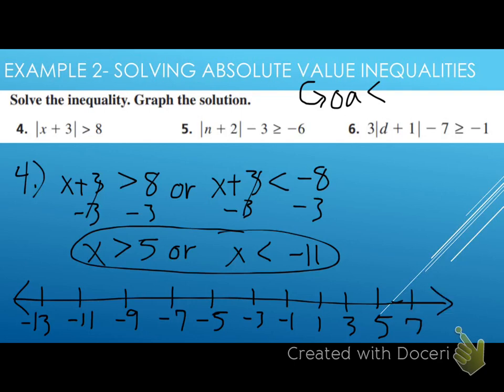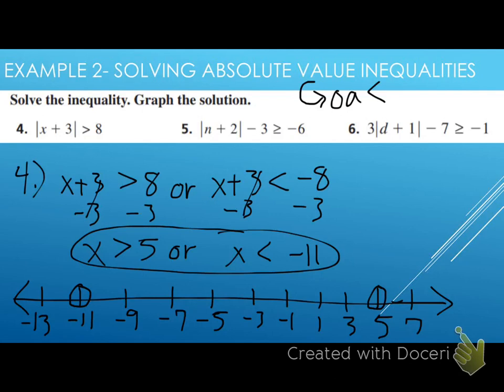Open or closed circle on 5? Open. Open or closed circle on negative 11? Open. This is an or compound inequality. Do I want the intersection or the union of the 2 graphs? Union. So I'm just graphing them on the same graph.